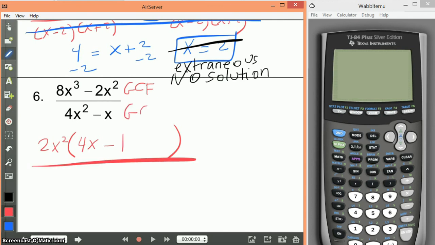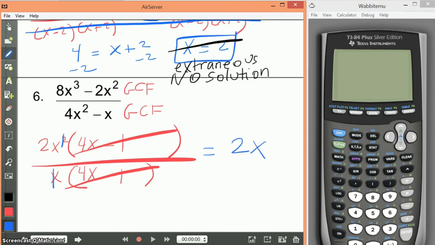GCF on the bottom as well. What's common? I can see that x is in common. So if you take x out of here, 4x will be left. And if you take x, so -1 would be left. Common, cancel out. Also, there's an x and an x over here, so what's going to be left is just 2x, and that's how you simplify if you have an expression.